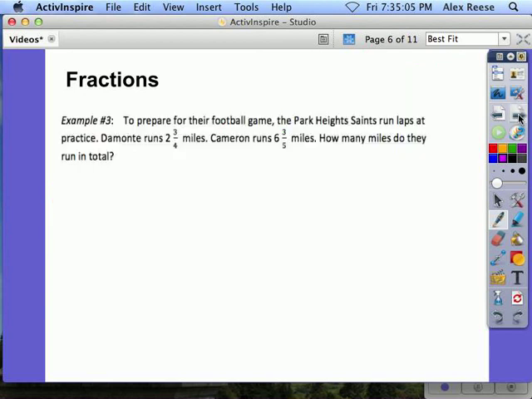Try the next question on your own. Read it to yourself, complete the problem, and then resume the video once you have an answer ready. For this question, carefully consider which operation you choose to use. Resume the video once you have shown all of your work and pause the video now.